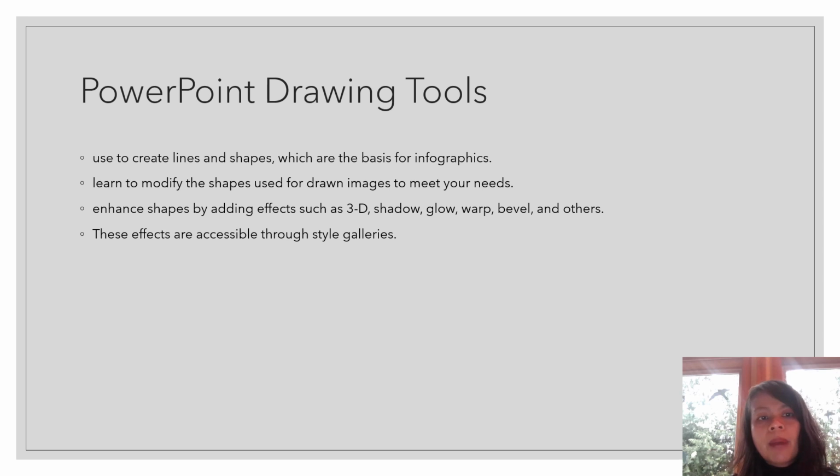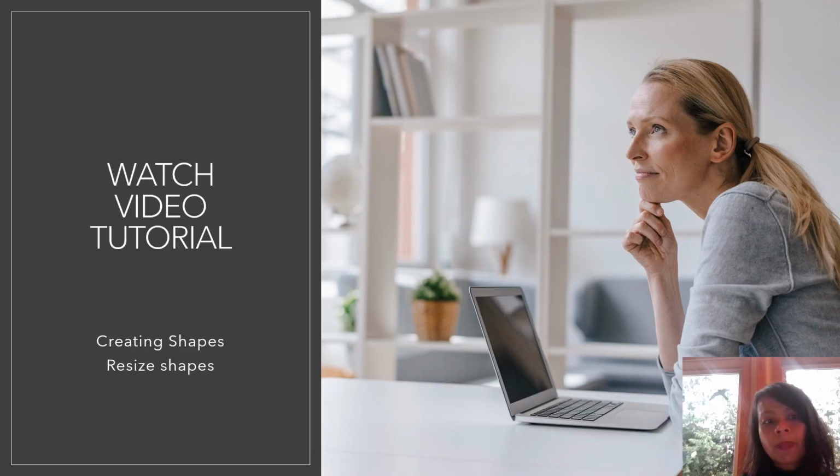So we're going to talk about PowerPoint drawing tools. PowerPoint drawing tools are used to create lines and shapes, which are really the basis for infographics. You're going to learn to modify the shapes used for drawn images to meet your needs. You can enhance the shapes by adding effects like 3D, shadow, glow, warp, bevel, and other effects. So these effects are, of course, accessible through your style galleries. And now I'd like you to please watch the video tutorial that shows you how to create shapes and also resize these shapes. And when you're done, please come back to this PowerPoint.